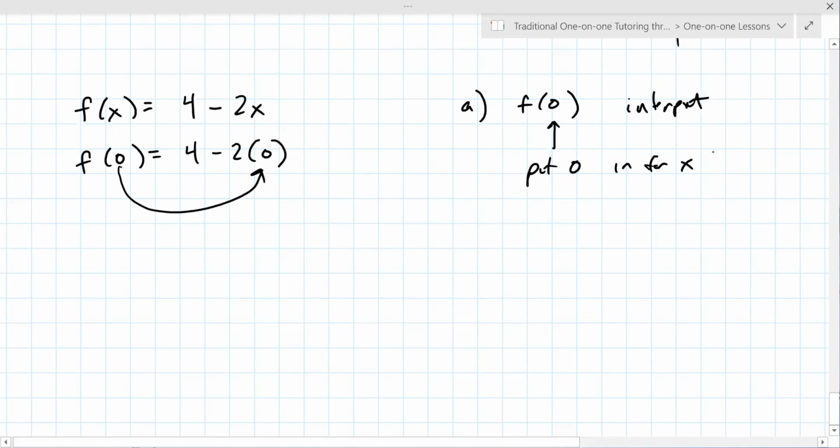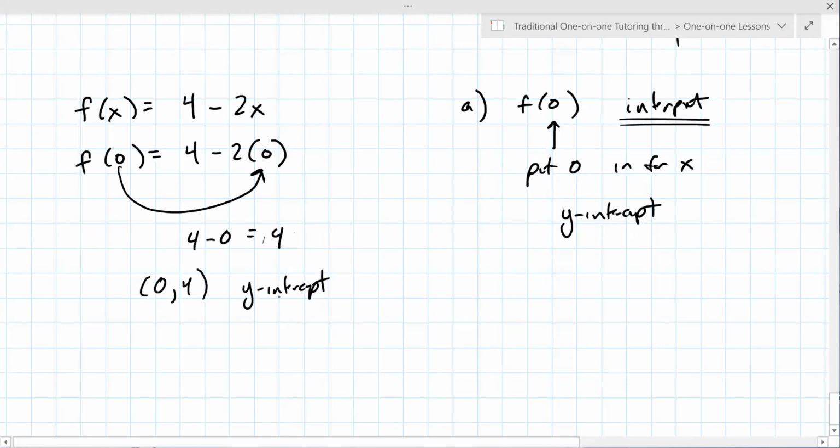4 minus 0 equals 4. Okay, and I told you this earlier. This is the y-intercept. So when x is 0, which is what you just did, y is 4, and that's your y-intercept. You have to say that when it says interpret, you need to either write that word or say that (0, 4) is the y-intercept.